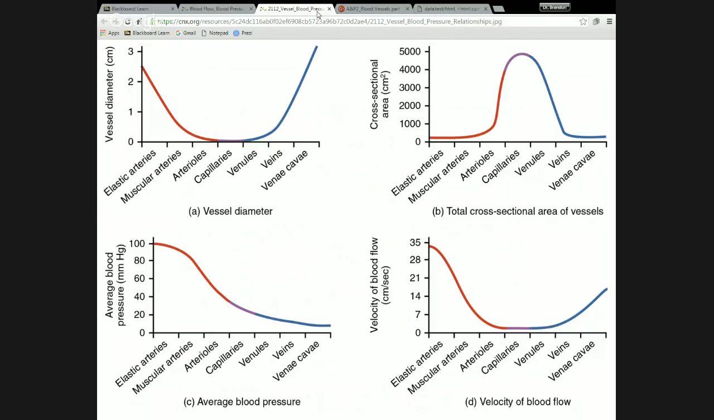The other expressions here kind of define it a bit more, but the main idea is blood flow is proportional to the difference in pressure and inversely proportional to resistance. And those two concepts applied based on the data in these four curves basically explains how blood flow is maintained through the system and gets blood back to the heart. Okay.